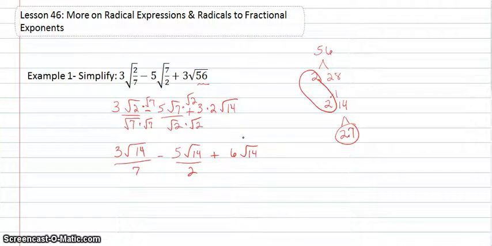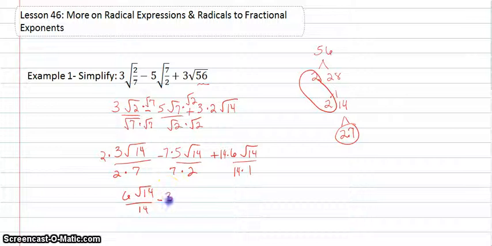Okay. And then I'll go ahead and find my common denominator, which is going to be 14. So for the first one, I'll need to multiply top and bottom by 2. And the second one, I'll need to multiply top and bottom by 7. And then on the last one, I'll need to multiply top and bottom by 14. So for the first one, I'll have 6 square roots of 14 over 14. Then on the second one, I'll have 35 square roots of 14 over 14.